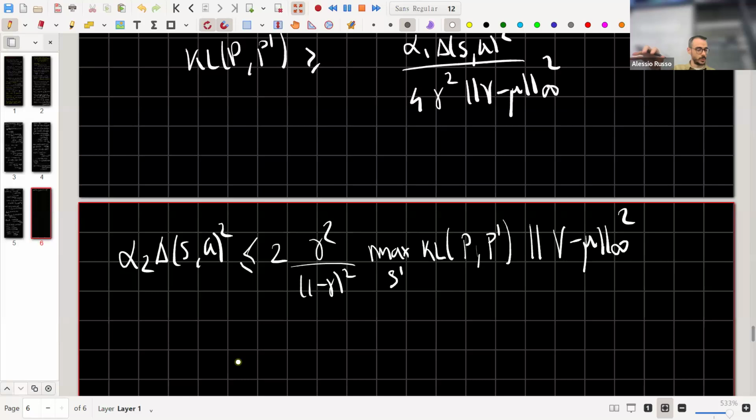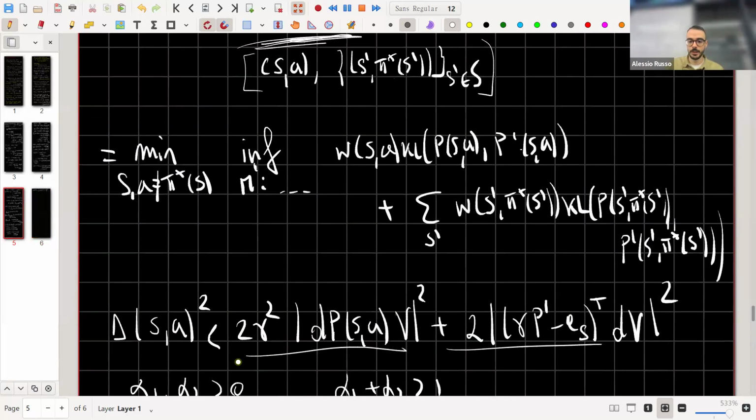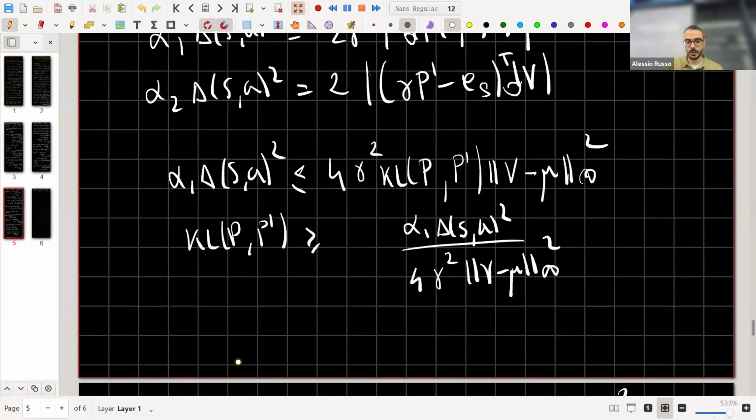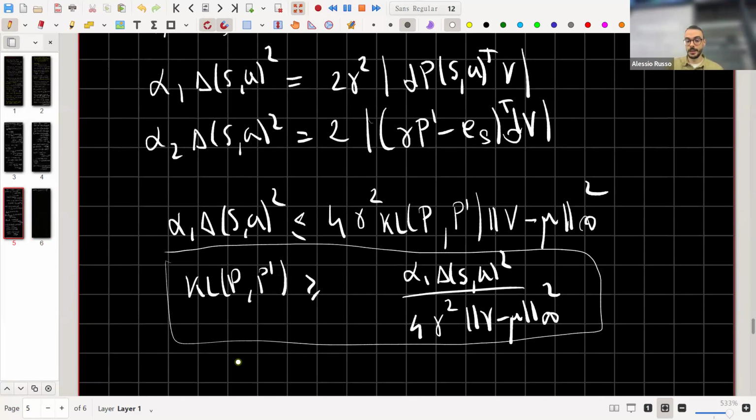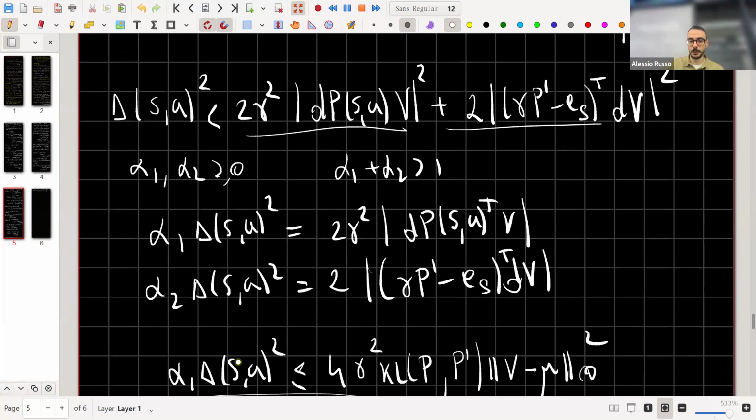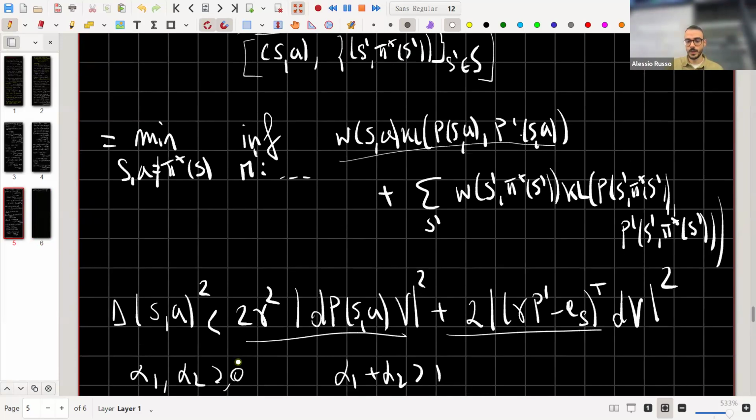And also here the value minus mu. Here the mu is always with respect to S prime, pi star of S prime. So now we can try to lower bound the KL, but it's not the right way. So remember what we have. We have this term. This KL can be lower bounded using this inequality that we derived before, which is valid in SA, where A is different from pi star of S. But then we also need to lower bound this entire sum.